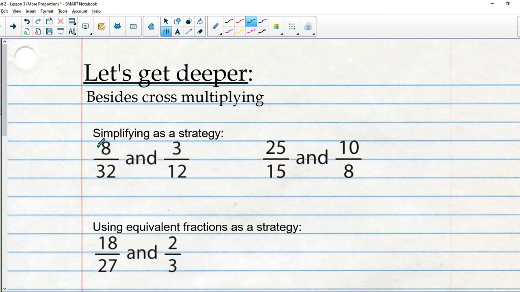So here, 8 and 32. The question is something like this, to reduce: what number goes into both 8 and 32? Well, 8 goes into 8 one time. 8 goes into 32 how many times? Yeah, 4 times. And then you think about the same thing for 3/12. So 3 can go into 3 how many times? Once, and 3 goes into 12 4 times, okay?